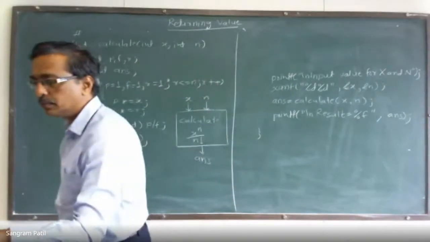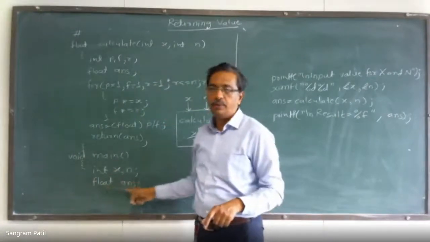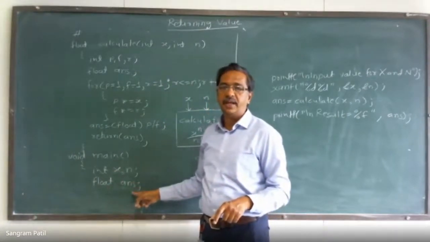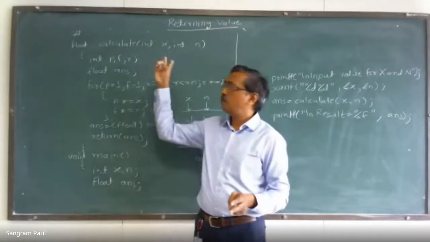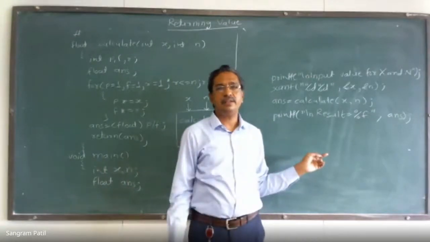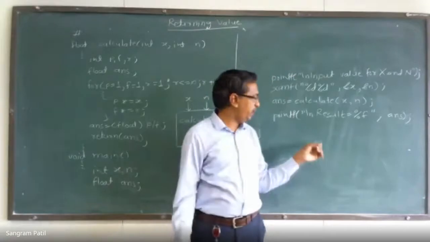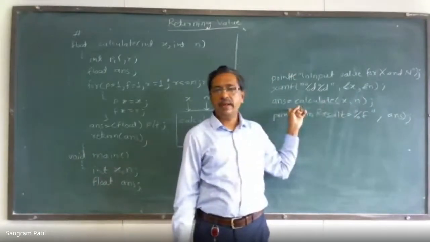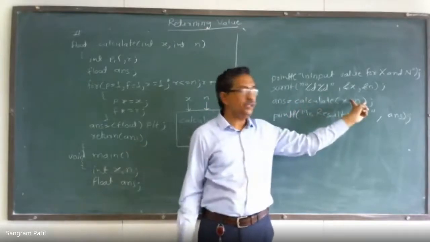And here also we are considering answer as float. So we are passing two values, so we are receiving two values. We are returning the value, so we are receiving the value. The variable whose value we are returning and the variable in which we are receiving the value, type of both must be same. Both are float.